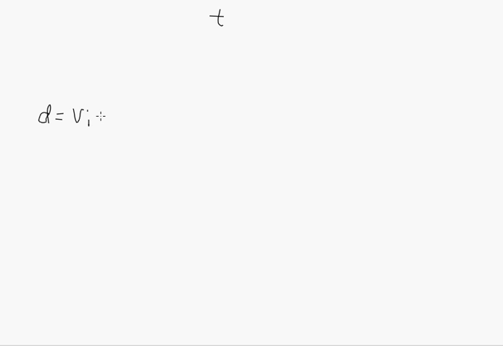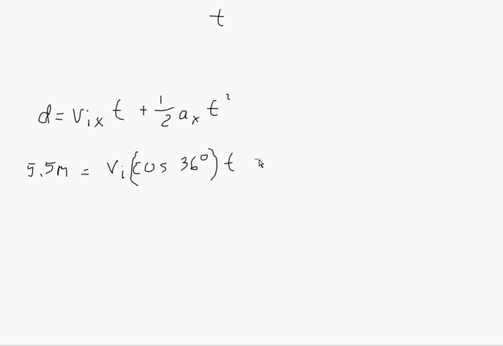d equals vi t plus 1/2 ax t squared. I'll do the x. Now let's plug in our d values. This is 5.5 meters equals vi cos 36 degrees, I think it's 36 degrees, I'm putting it in parentheses, times t, plus 1/2 dot dot dot. This whole thing is going to be 0, so just ignore that, because your acceleration in the x direction is 0.